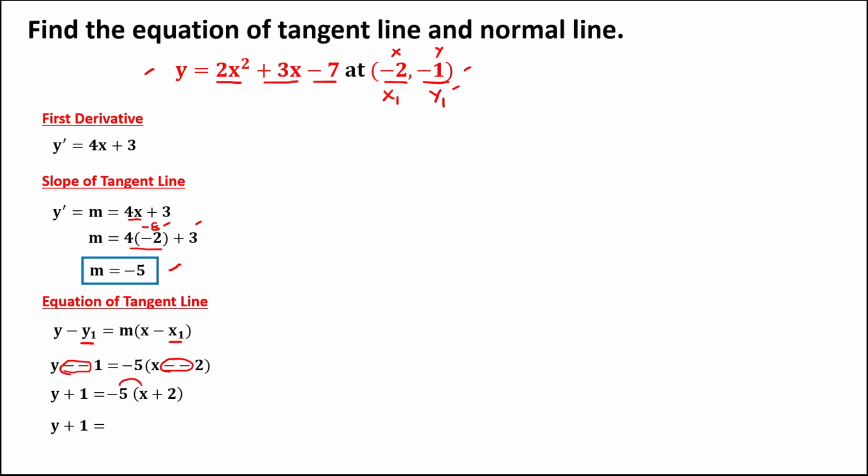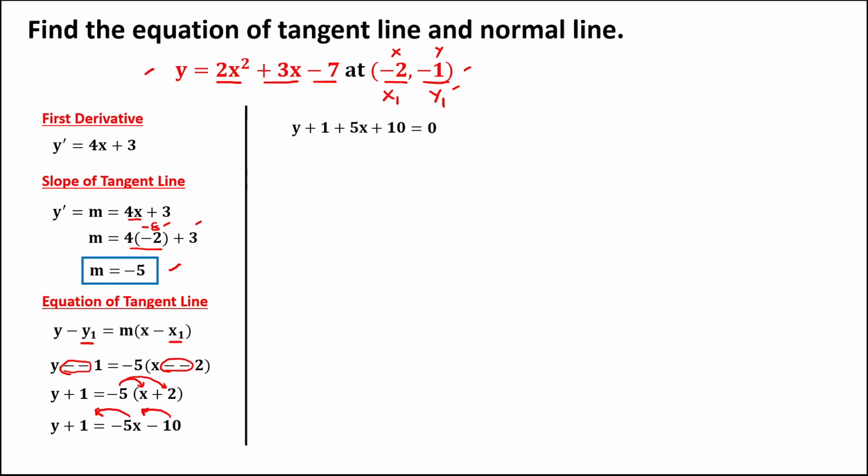So negative 5 times x is negative 5x, and negative 5 times 2 is negative 10. Then equate this equation to 0. So we have y plus 1. Then transpose this negative 5x to the other side, so that becomes positive 5x. And transpose this negative 10 to the other side, so that becomes positive 10, then equals 0.